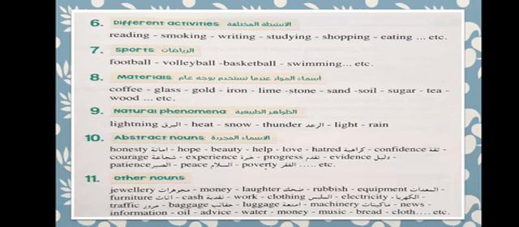Abstract nouns like honesty, hope, beauty, help, love, hatred, confidence, courage, experience, progress, evidence, patience, peace, poverty. Other nouns like jewelry, money, laughter, rubbish, equipment, furniture, cash, work, clothing, electricity, traffic, baggage, luggage, machinery, news, information, oil, advice, water, money, music, bread, cloth.